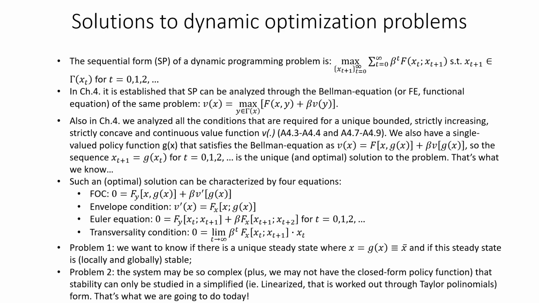So these are the four equations that hold under any optimal solution to any dynamic optimization problem. We have some problems that we need to solve today. First, we want to know whether there is a unique steady state, and if there is a unique steady state, a stationary point, we want to know if it is locally and globally stable. We will make the distinction very soon. This is the first problem. So in a nutshell, we want to know if there is a unique steady state where the system is stable.